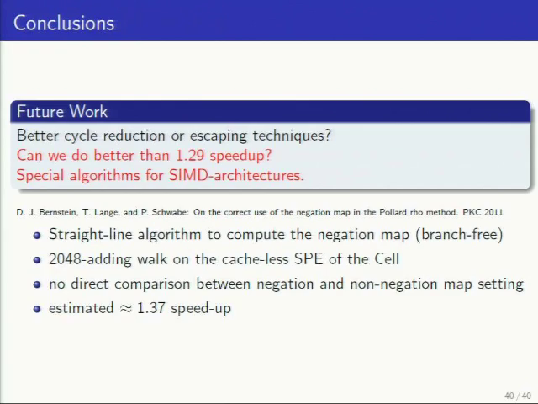We stated in the paper that it might simply be due to our not being capable of coming up with a better implementation or better techniques to do this. So we left it open to find maybe better cycle reduction or escaping techniques, and we challenged people to do better. Actually, this year, a paper at PKC by Dan Bernstein, Tanja Lange, and Peter Schwabe presented a follow-up work, which indeed addressed 2 of these issues.